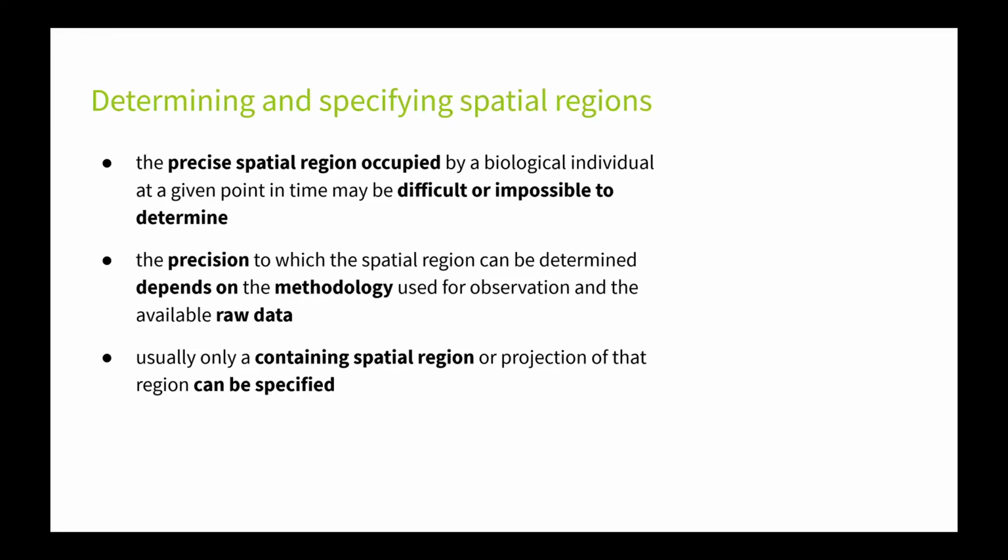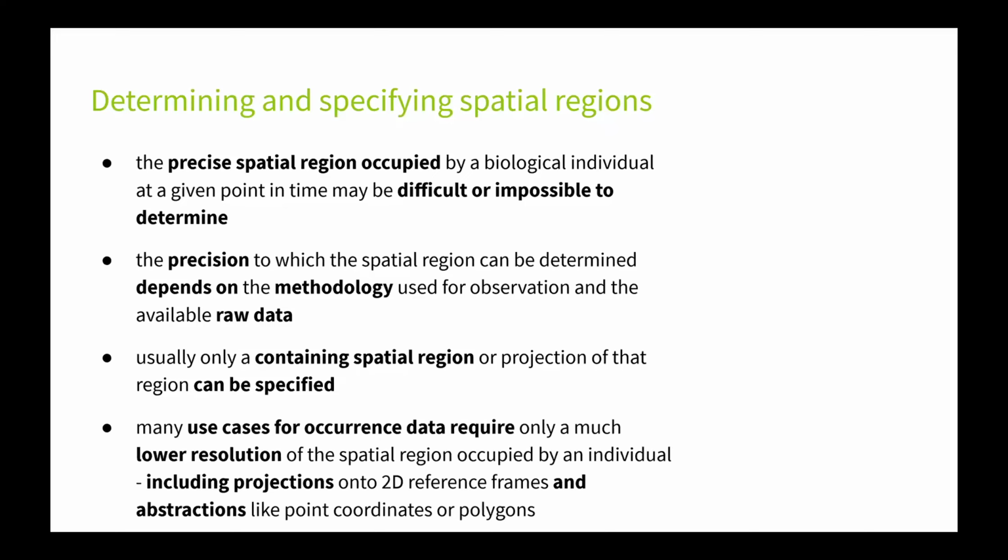From a practical point of view, the precise spatial region that a biological individual occupies at any given time may be difficult or impossible to determine, but this does not stand in the way of the definition of occurrences as segments of the spatio-temporal region occupied by an individual. The precision to which that spatial region can be determined depends on the methodology used for observation and the available raw data. This means that usually we are only able to assert that the biological individual occupied a spatial region that lies within a spatial region that is specified, or a projection of that region.